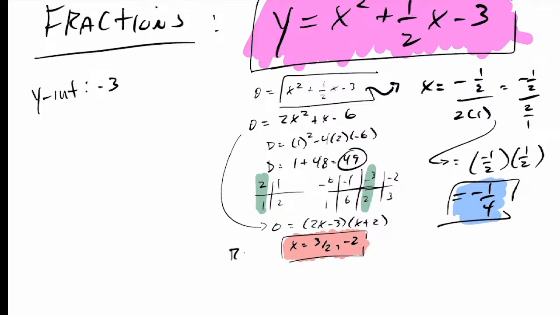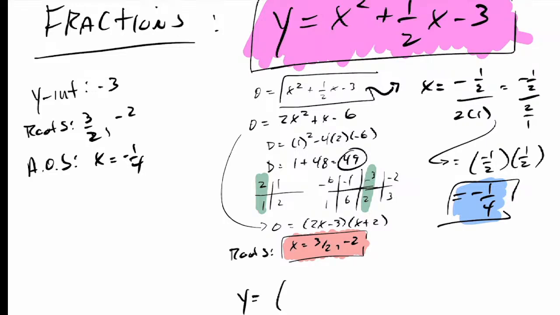I've got my roots here. So the roots for this one, now again, I made this question up, so it might be a little messy. 3/2 and -2. The axis of symmetry is x is -1/4. Sub it back into the original to find the y coordinate. So you're going to have -1/4 squared plus 1/2 times -1/4 minus 3.